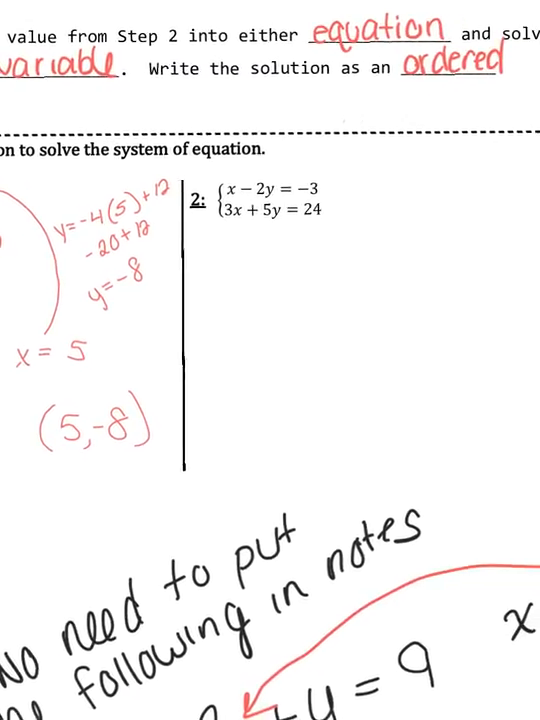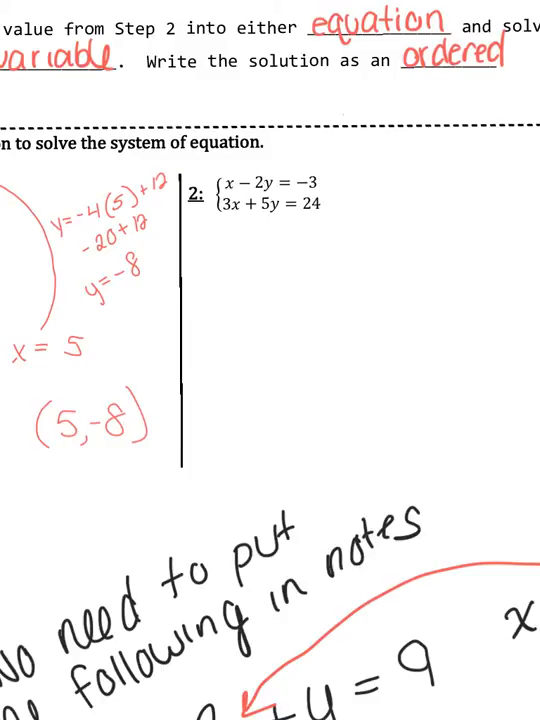Let's look at example number 2. So now in this one, this is a great example where I don't have a variable by itself. I do not have a y equals or an x equals. I need to have one of those. So what I need to do is manipulate an equation to get x or y by itself, and just looking this over, look how easy it would be to get x by itself. All I would have to do is add 2y to both sides, right? And so now I have the equation x is equal to 2y minus 3.